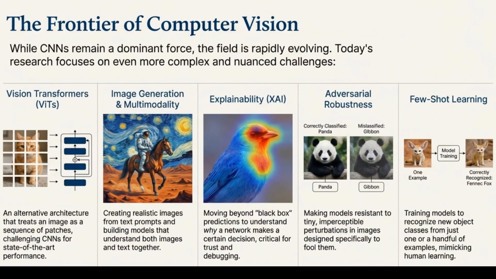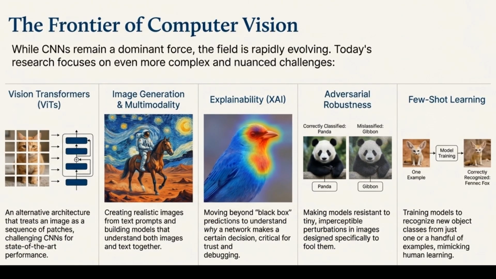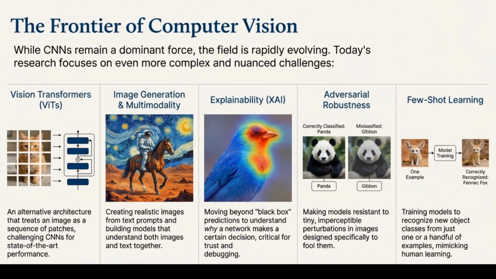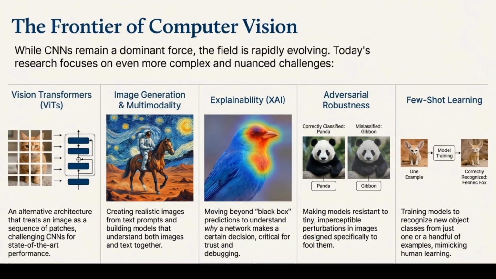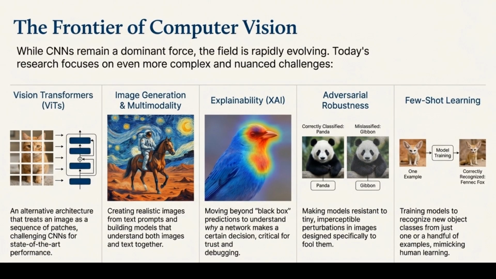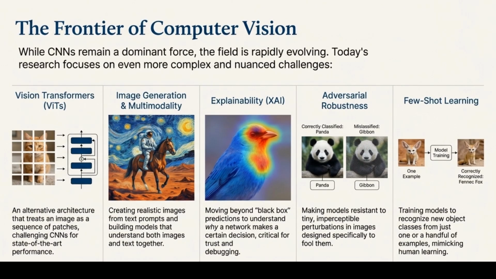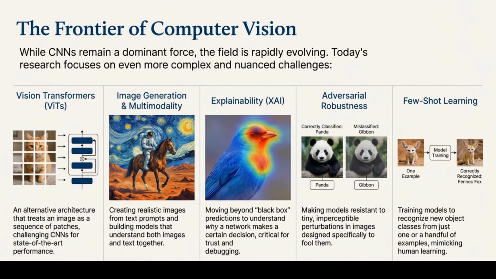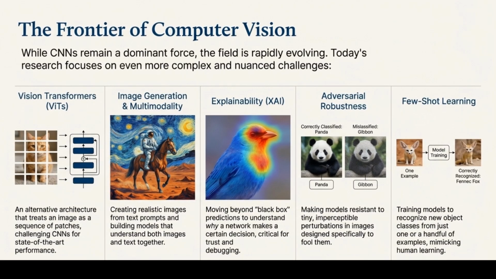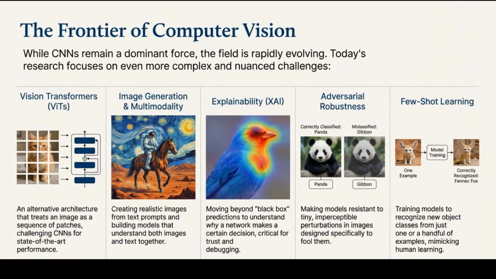Fourth, adversarial robustness. This research focuses on making models resistant to tiny, imperceptible perturbations in images, often called adversarial examples, which are designed specifically to fool the network into making incorrect high-confidence predictions. Finally, few-shot learning tackles data scarcity. This mimics human learning by training models to recognize new object classes from just one or a handful of examples, reducing the massive data requirements typically associated with deep learning.